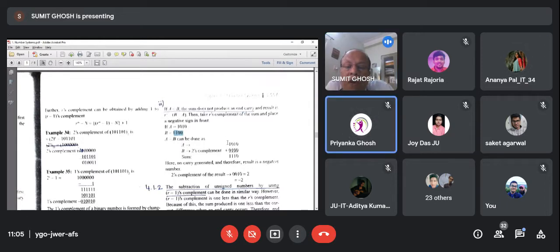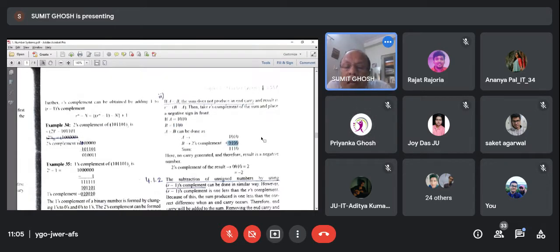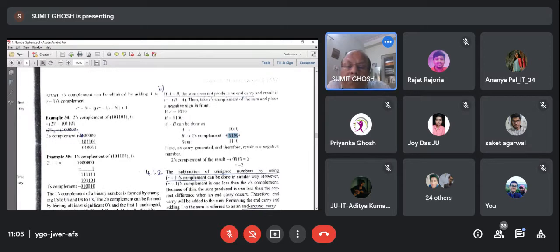Yes, sir. So I write down A as it is, 1 0 1 0, and write 2's complement of B. What is 2's complement of B? 0 1 0 0. So I write 0 1 0 0 and then I add them up. This is easy addition. What do I get? 1 1 1 0.